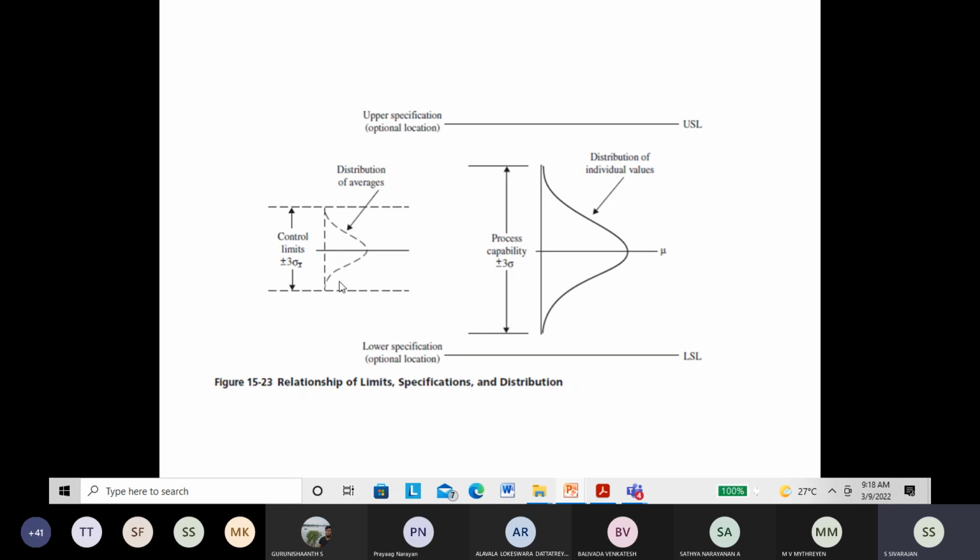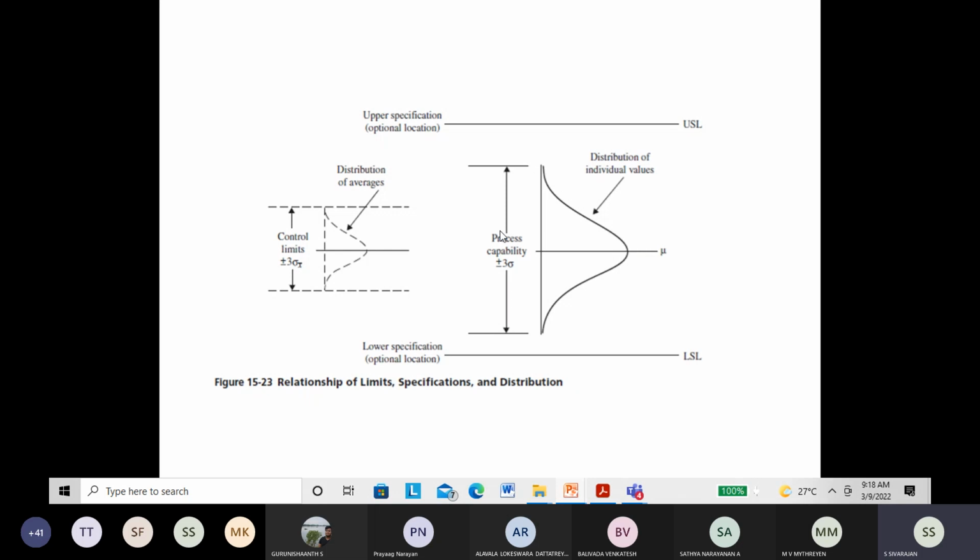Now, the next thing is we come to the specification. USL, UCL, don't confuse. UCL is upper control limit, LCL is lower control limit. That is for the control chart. Now we are discussing process capability. USL is nothing but upper specification limit, and LSL is lower specification limit. So these specifications are optional locations.